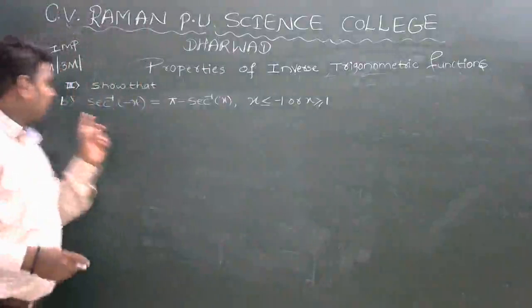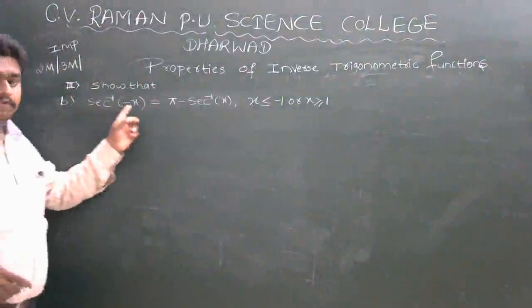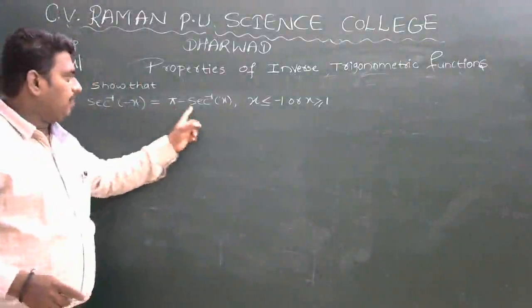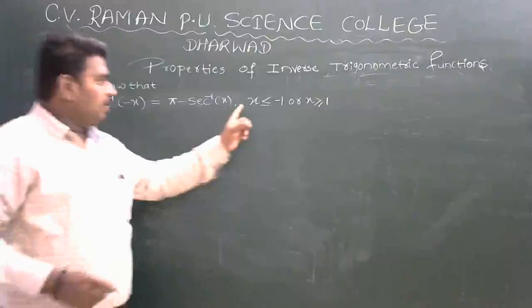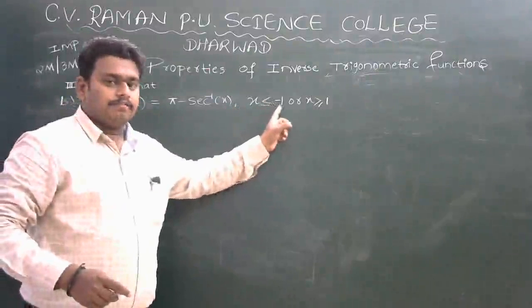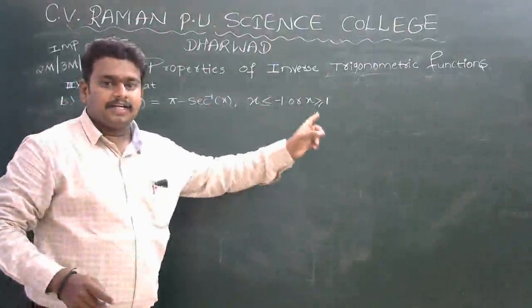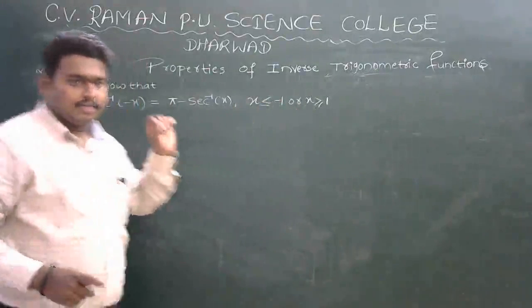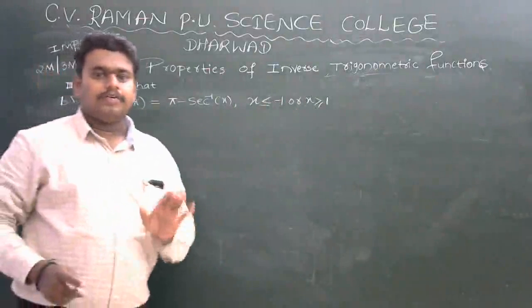Okay, we'll go for the next one. Secant inverse of minus x equals to pi minus secant inverse of x. Your x value is less than or equals to minus 1, or x value is greater than or equals to 1. Okay, the same procedure again we are going to follow here.